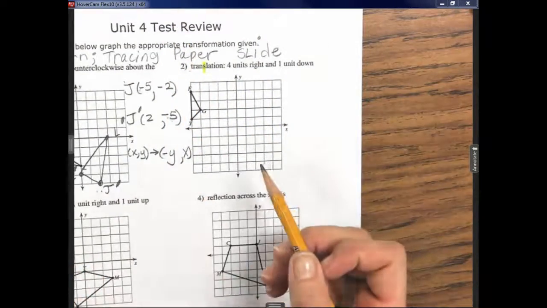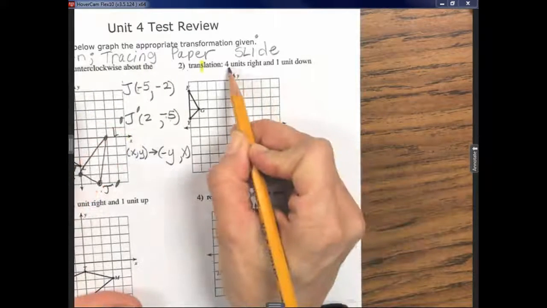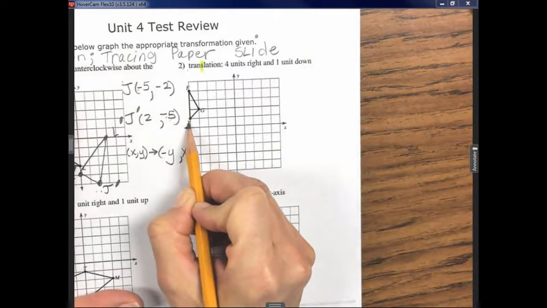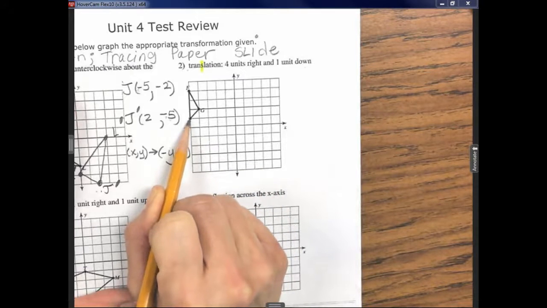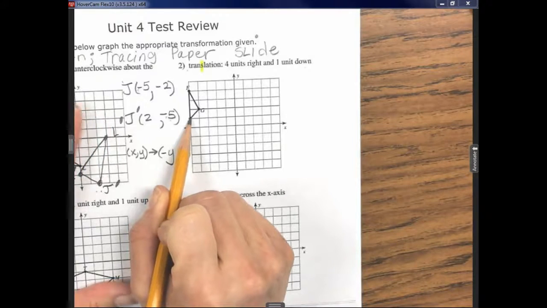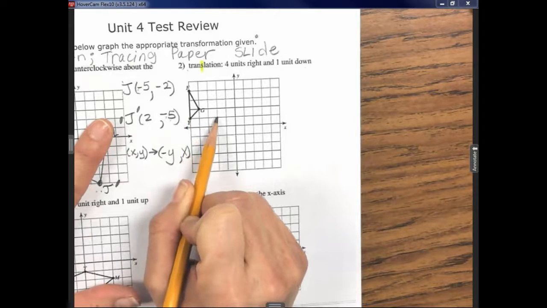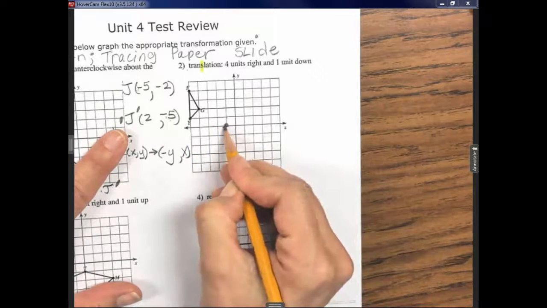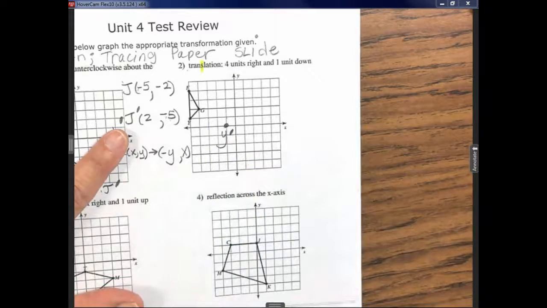So I'm not using the tracing paper. I only use the tracing paper for rotations. So we're going to slide 4 units right and 1 unit down. Everybody look at letter Y and go 4 units right. When I start counting, if my dot is on Y, is that 0 or 1? 0. So now it's 1, 2, 3, 4 to the right direction and down 1. So after you graph that, label that Y prime and do the same thing for G and F.